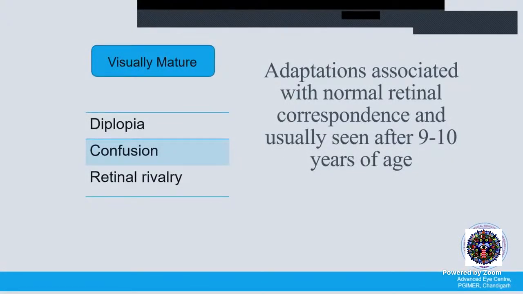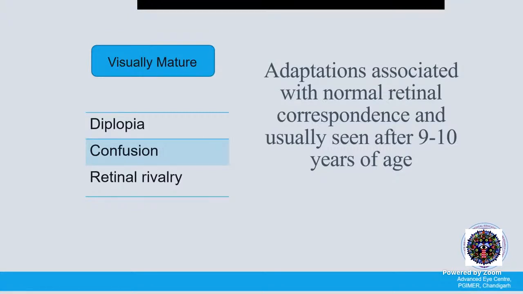So, when we talk about a visually mature system, we mean a patient who is beyond, say, 9 to 10 years of age, has had a structurally normal retina, has a normal macula for that age group, and then has an insult so that the eyes get misaligned. So this visually mature system can respond by three main mechanisms, that is diplopia, confusion, and retinal rivalry.